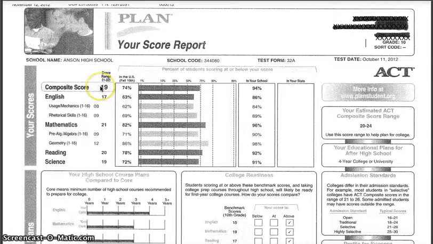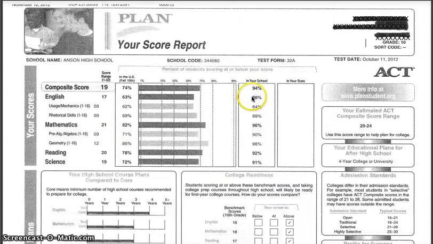The composite is kind of an average of all those areas and is used, when you take your ACT, to show whether you're ready for college or not. So this student had a 19 as their composite score, which is a good score, and we'll talk a little more about that. English is the next area, and the student scored a 17. Good score, and we'll talk more about what that means to have a 17 in just a second. Math was a 21, reading was a 20, and science was a 19.